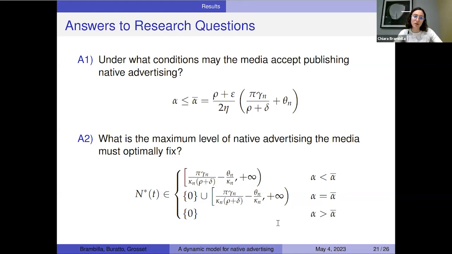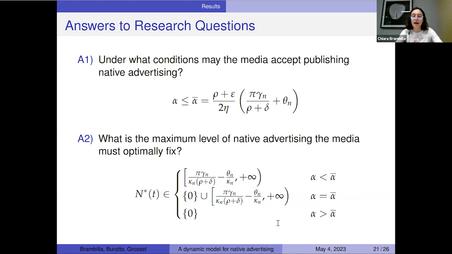And this happens because in this specific situation, the loss of profit due to a loss of credibility caused by the publishing of native advertising is exactly balanced by the profit given to the media outlet by publishing native advertising. So in this situation, there are no advantages for the media outlet in publishing or not publishing native advertising.